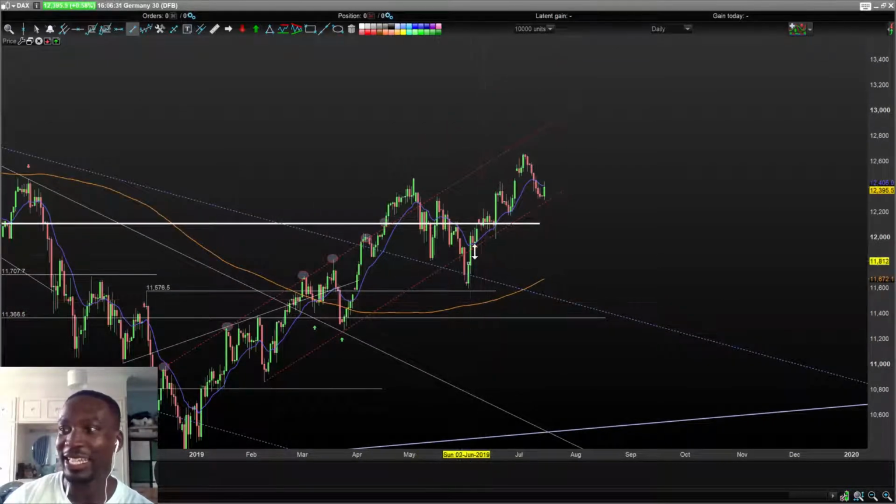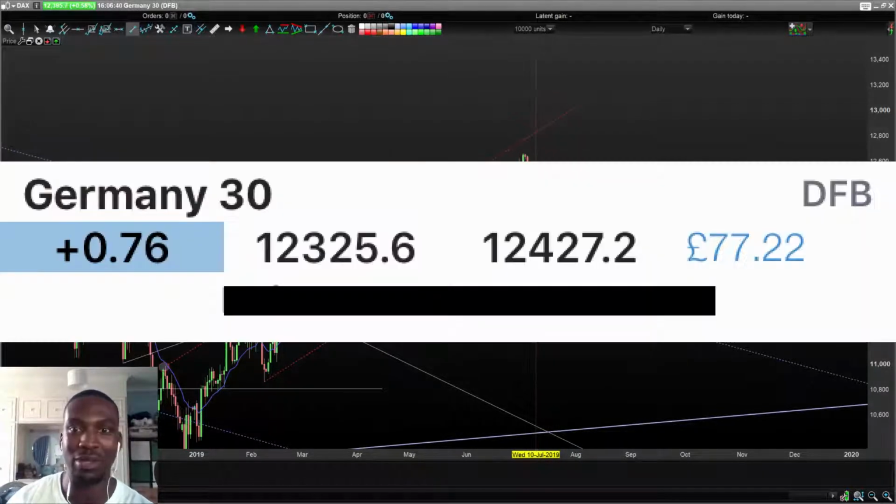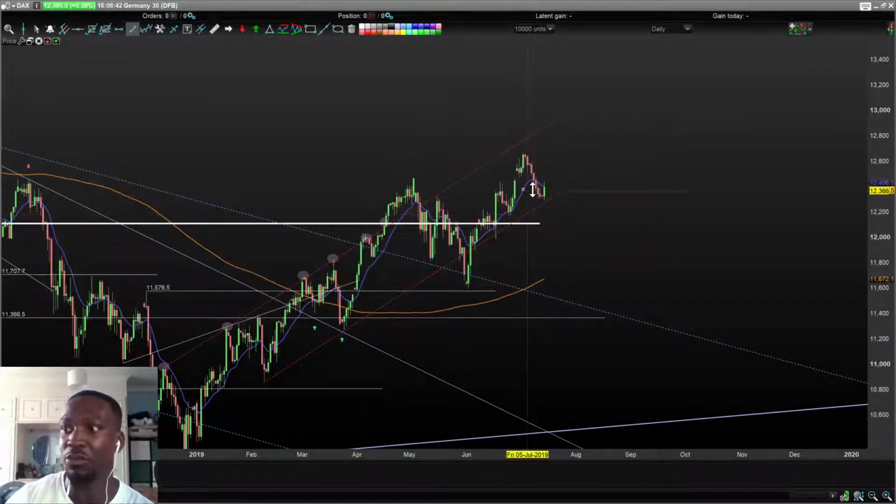Now the DAX, it looks like it's made a reversal, and I actually entered a long position on DAX on Friday, but I set my stop loss too tight and it stopped me out. I made £77, which is good, but I want to re-enter. So I re-entered because I still think there's a bigger move to be made.